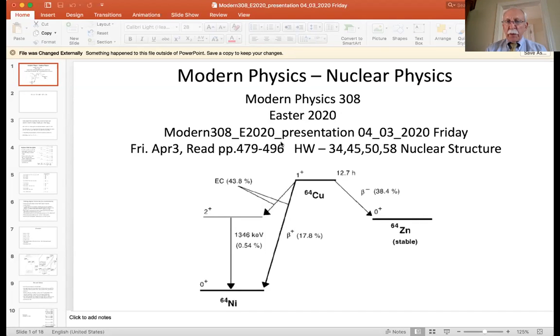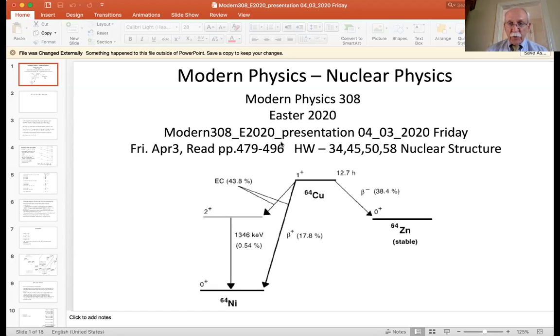I wanted to pick up where we left off last time and take a look at this diagram with the decay of copper-64. Not shown is the horizontal axis, which is the atomic number of the elements involved. Nickel here is 28, copper is 29, zinc is 30. And also the vertical axis, which is not shown, which is the mass energy.